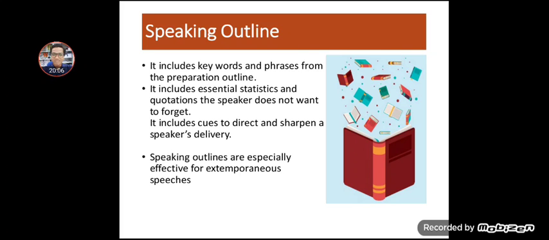And then a speaking outline includes cues to direct and sharpen a speaker's delivery. Speaking outlines are especially effective for extemporaneous speeches and also for impromptu speeches as well. Because whether you have been invited to deliver a speech impromptu, maybe you have a little time to outline a little bit on what you want to say in your speech. But most of the time, a speaking outline is effective for extemporaneous speeches.